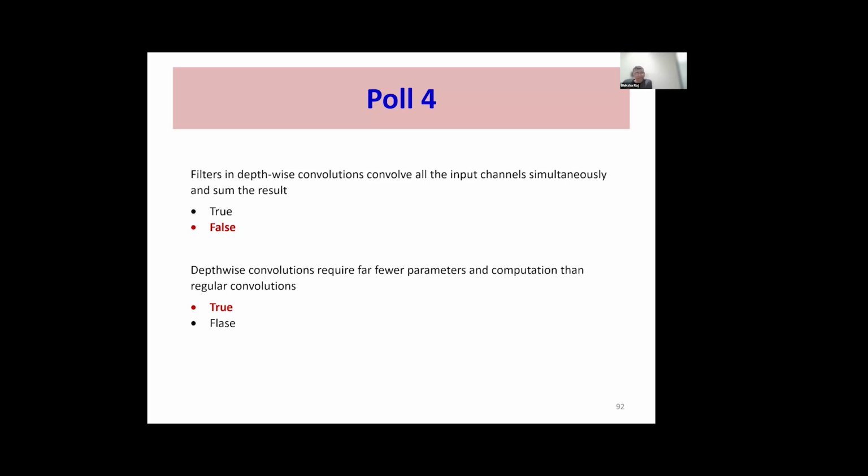Yes. Filters and depth-wise convolutions do not convolve all the input channels simultaneously. And depth-wise convolutions require far fewer parameters and computation than regular convolutions. So, Tom, anytime you reduce the number of parameters, you're going to get some kind of a loss. So, given sufficient data, depth-wise convolution is always going to be inferior to regular convolution. But it's a trade-off between computation and accuracy in this case. Sorry, Kaiser, I'm not sure why you couldn't see the quiz.